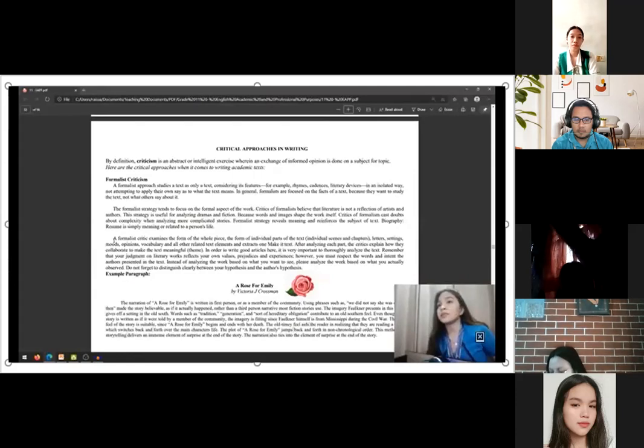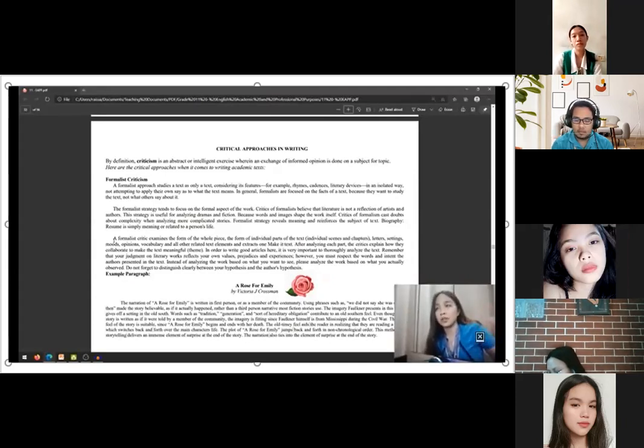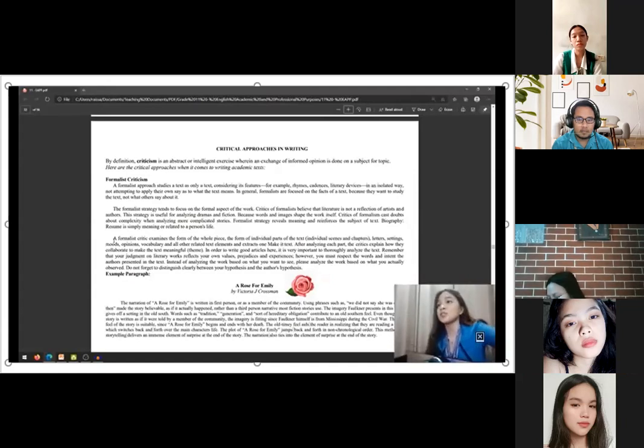In general, formalists are focused on the facts of the text because they want to study the text, not what others want to say about it. The formalist strategy tends to focus on the formal aspects of the work. Critics of formalists believe that literature is not a reflection of artists and authors. Like I said, we don't care about you guys. All we care about is the text. So in this sentence, it means that the text is not influenced by the author or the social background of when the author wrote the text.